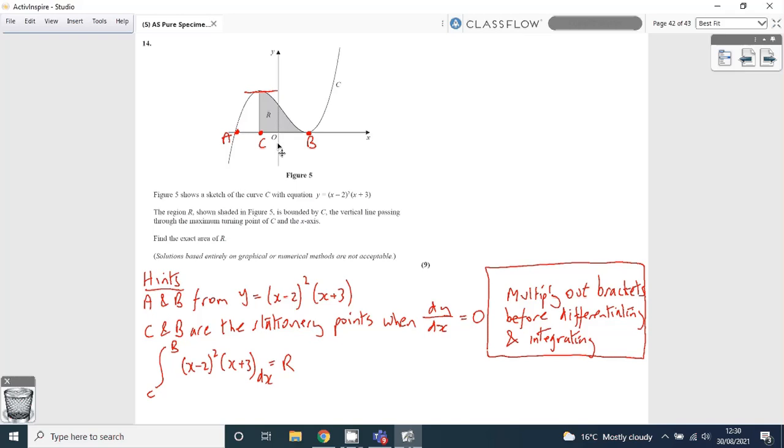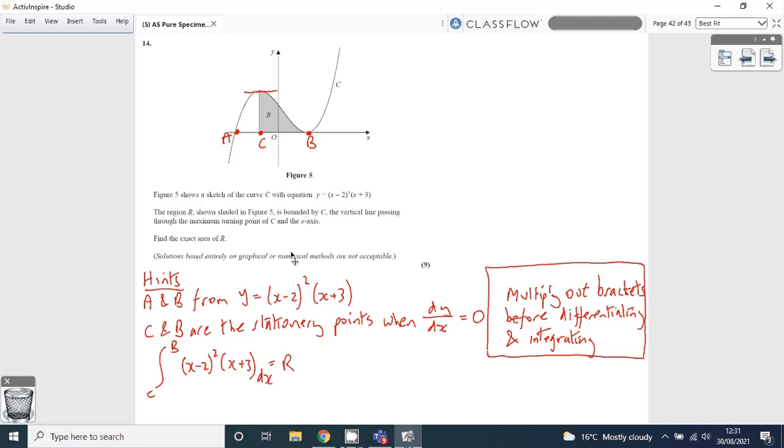Now, from the point of view of working out what C is, you're going to have to differentiate the curve and set it equal to 0 because it's obviously a maximum point. So multiply out your brackets to get y equalling something, and term by term differentiate that, set that to 0 to allow you to work out what C is, and then you're going to need to integrate your curve. And your boundaries will be in terms of C that you've already worked out.